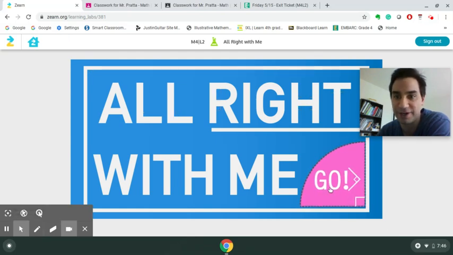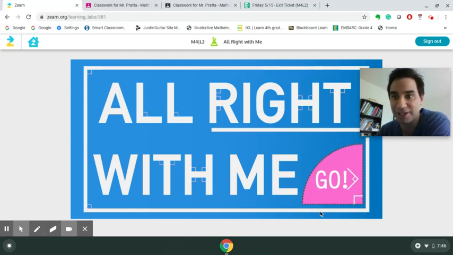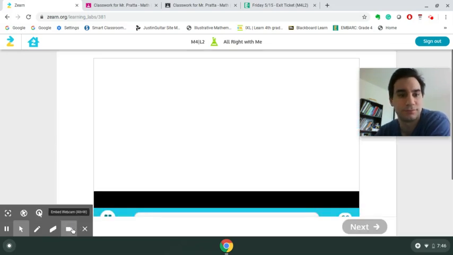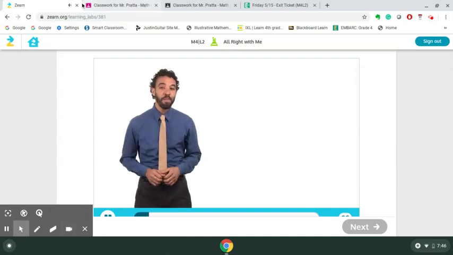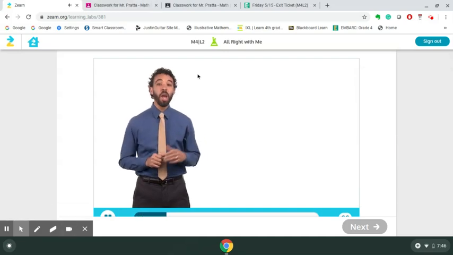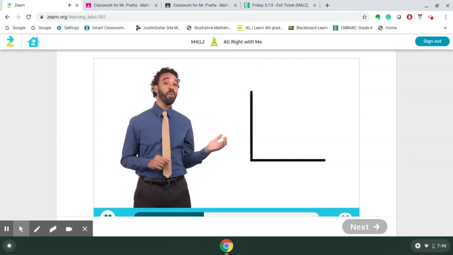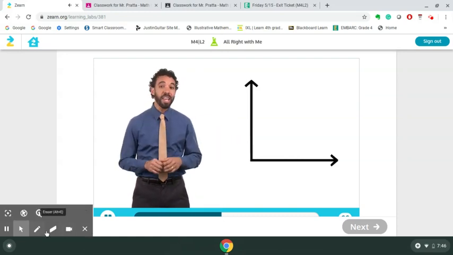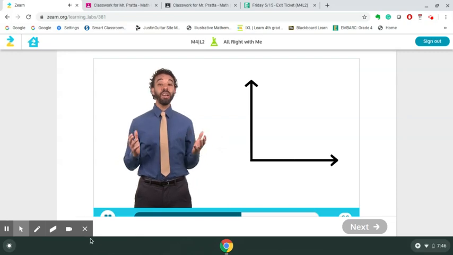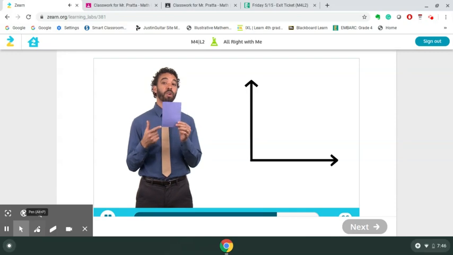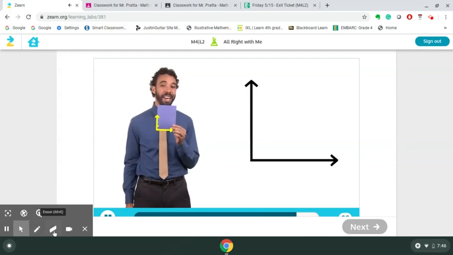This is pretty interesting right here. This go symbol is actually a right angle. We're going to learn all about these today. In this lab, we're going to explore angles. We learned that an angle is formed whenever two rays share an endpoint. Different types of angles have different names. A right angle is a special type of angle. Take out a piece of paper. The corner of your paper forms a right angle.